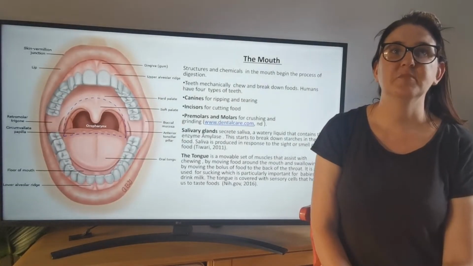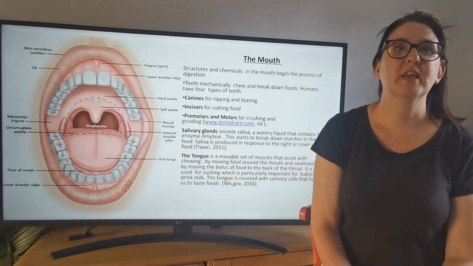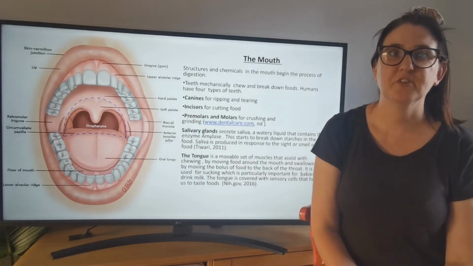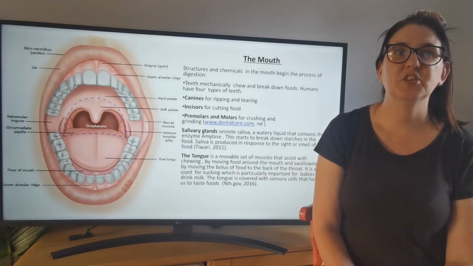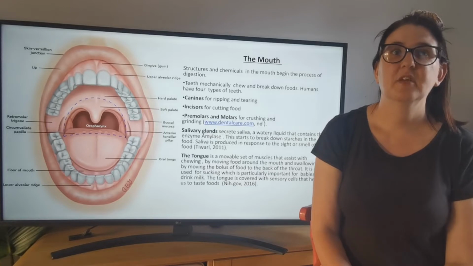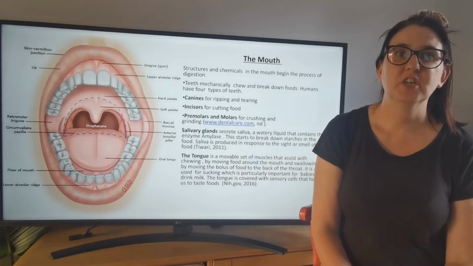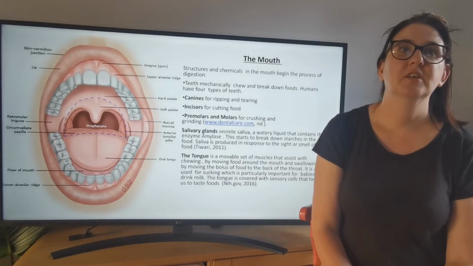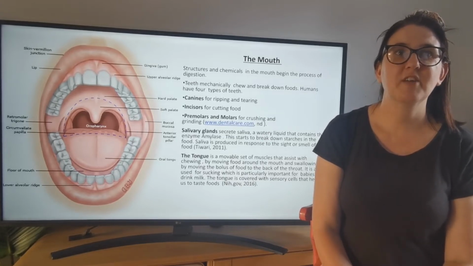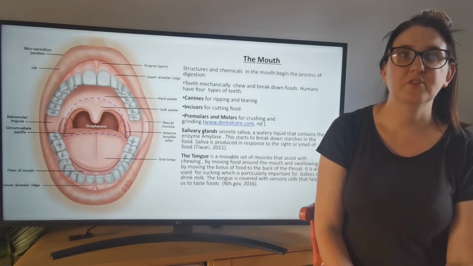The digestive system is made up of different structures. The first is the mouth. Structures and chemicals in the mouth begin the process of digestion. Teeth mechanically chew and break down foods. Humans have four types of teeth: canines for ripping and tearing, incisors for cutting food, premolars and molars for crushing and grinding. Salivary glands secrete saliva, a watery liquid that contains the enzyme amylase. This starts to break down the food.